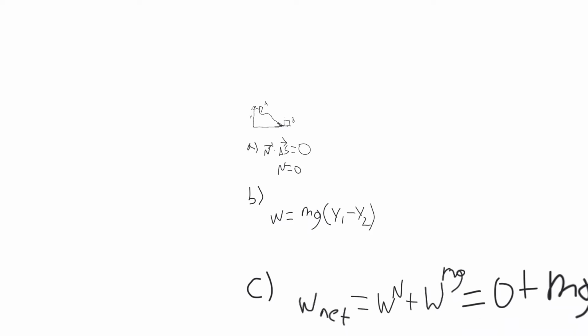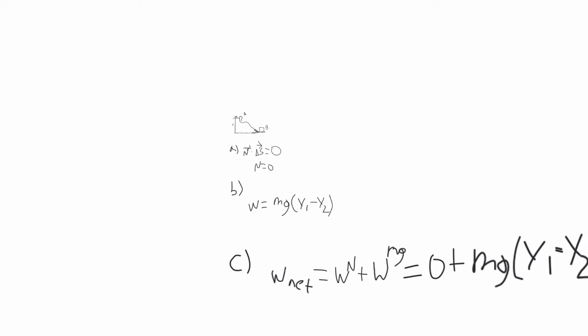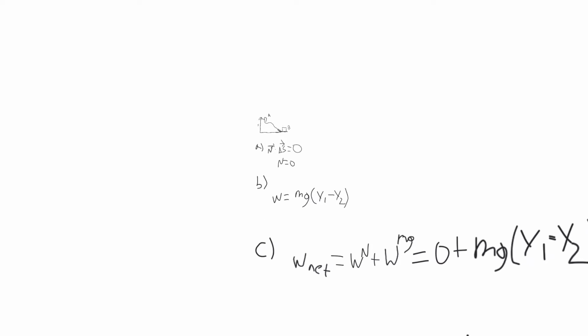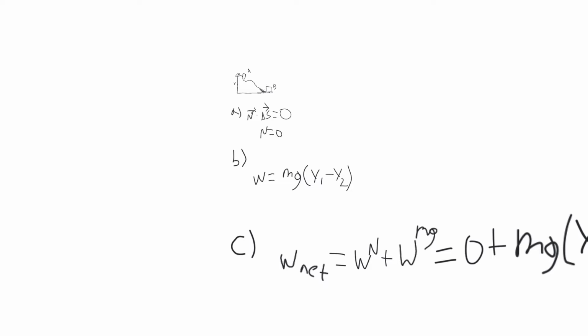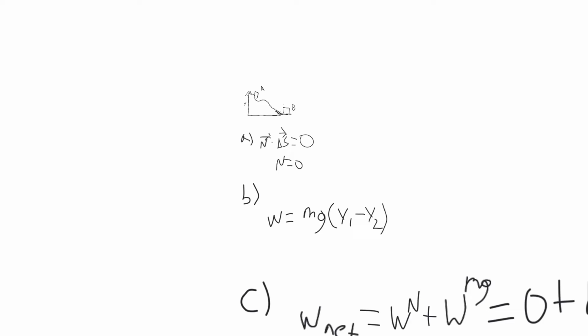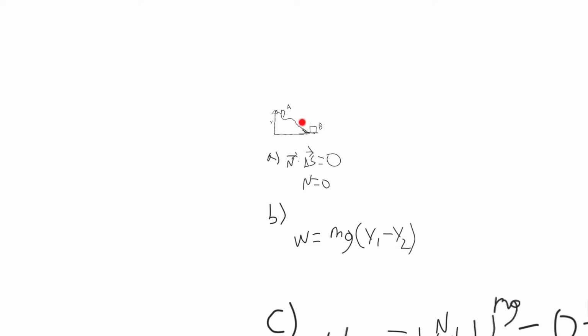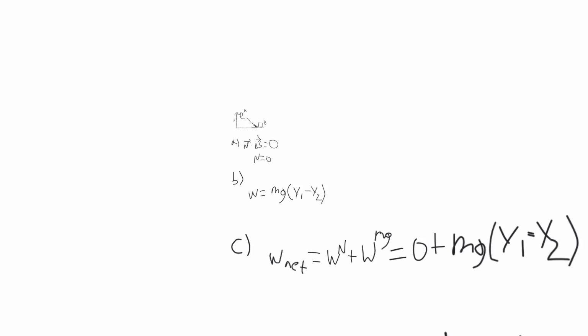And now for part B, it says what is the work done by the weight force? So we already know this from before. The work equals mg (y1 minus y2), and the mg is going to be positive because it's going in the direction of the displacement. It's going down, right?